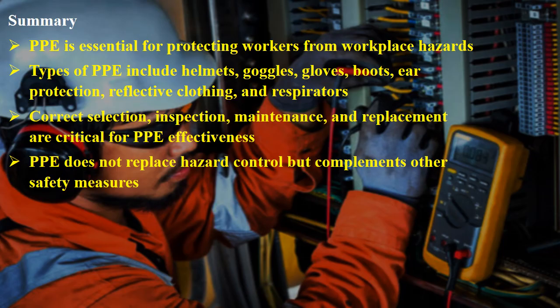Summary: PPE is essential for protecting workers from workplace hazards. Types of PPE include helmets, goggles, gloves, boots, earmuffs, ear protection, reflective clothing, and respirators. Correct selection, inspection, maintenance, and replacement are crucial for PPE effectiveness. PPE does not replace hazard control but complements other safety measures.